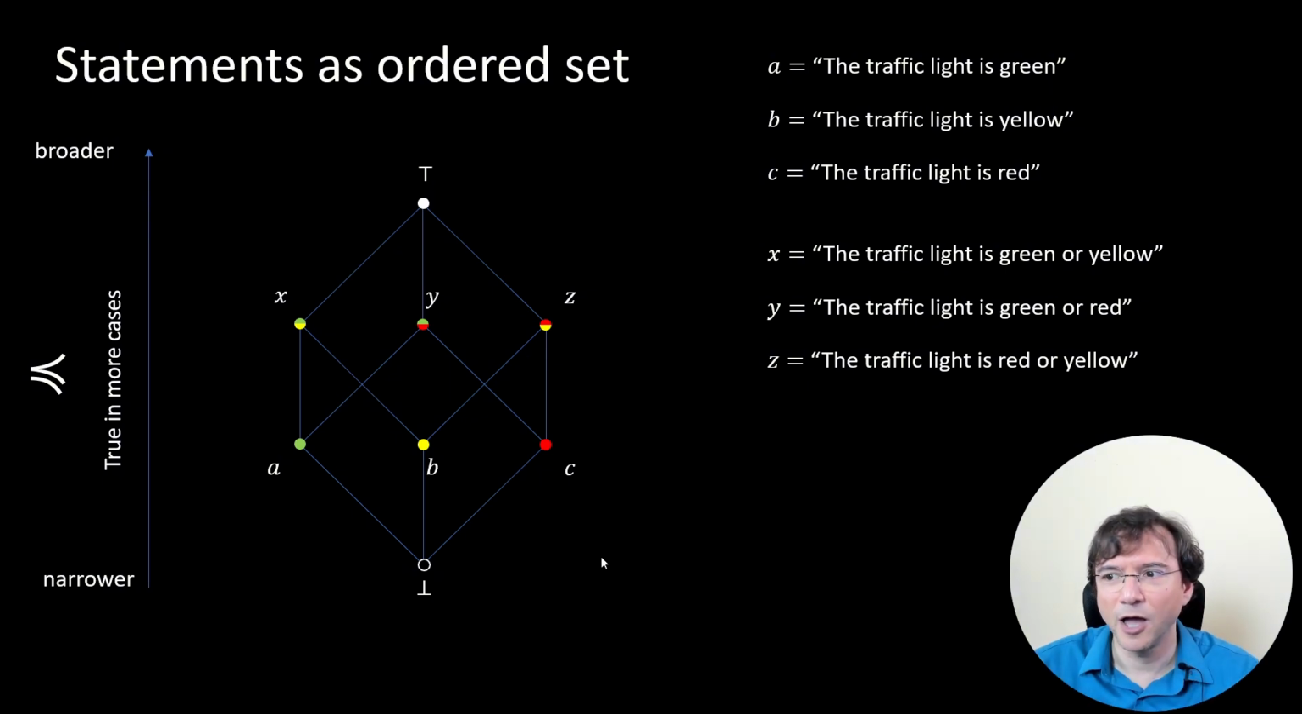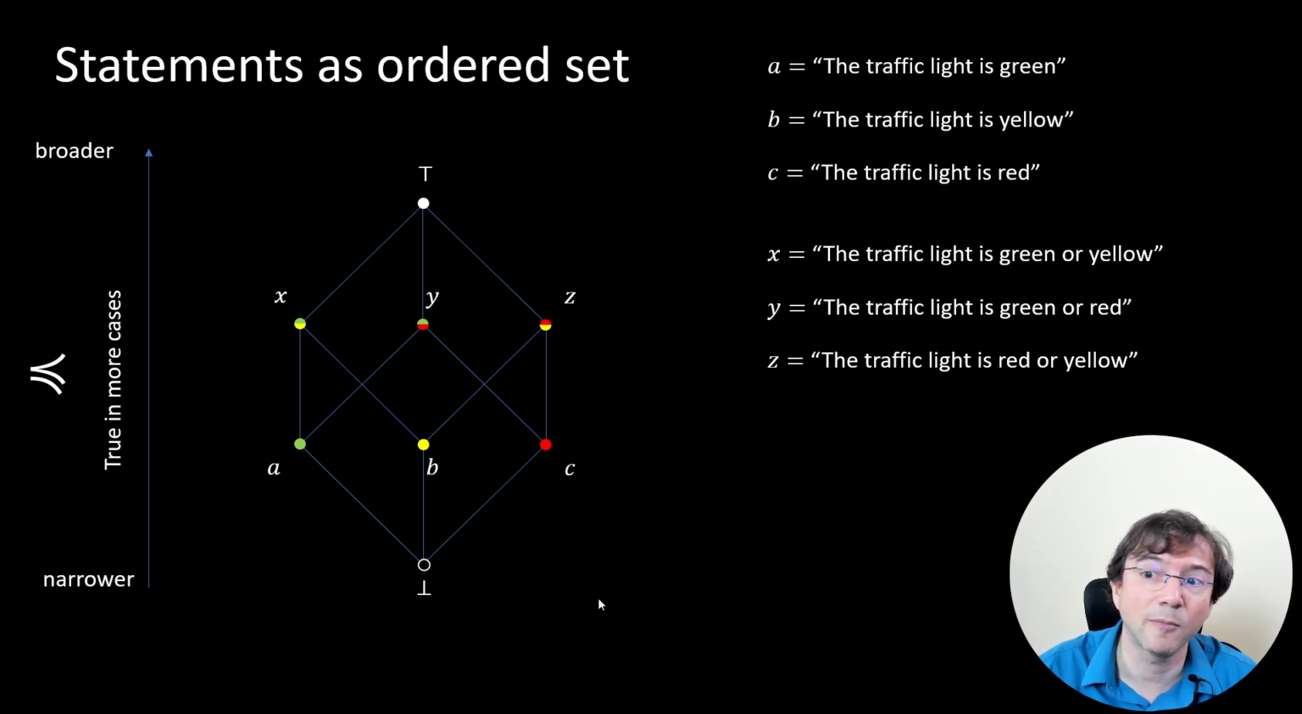Instead of putting them in a table, where we would have 8 columns and 3 rows depending on the case, with all the possible combinations of assignments, we can also represent it in a diagram like this. And we have this notion of ordering.